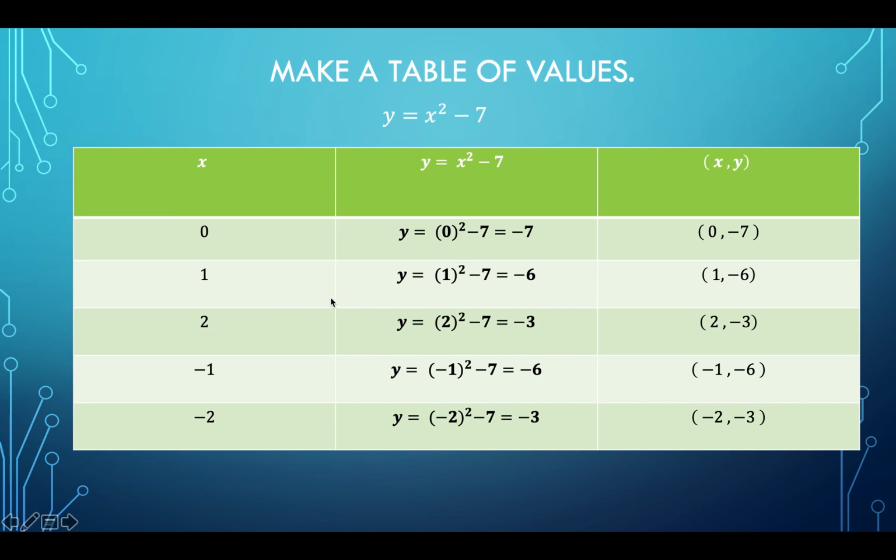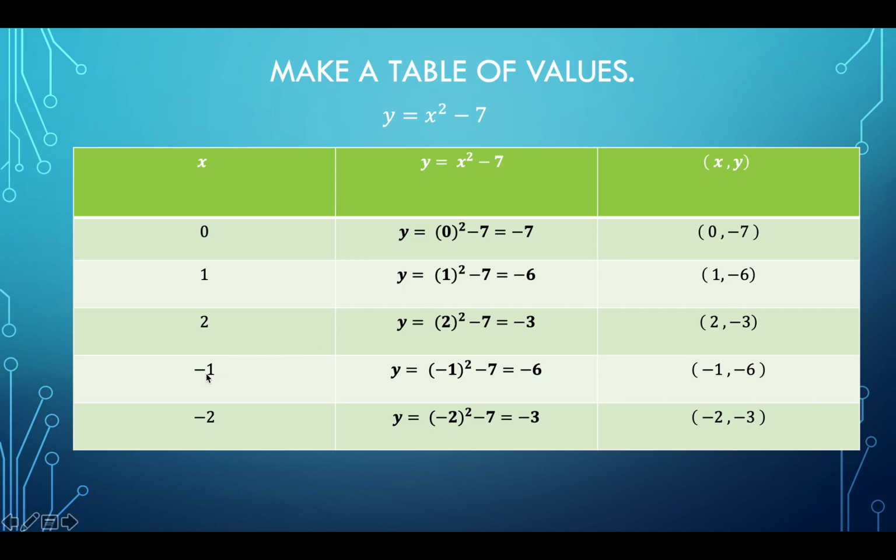x is equal to 2. So what are we going to do? Wherever there's an x, we're going to plug in 2. So we have 2 squared, which is 4, minus 7. So 4 minus 7 gives me -3. So my coordinates are 2, -3.